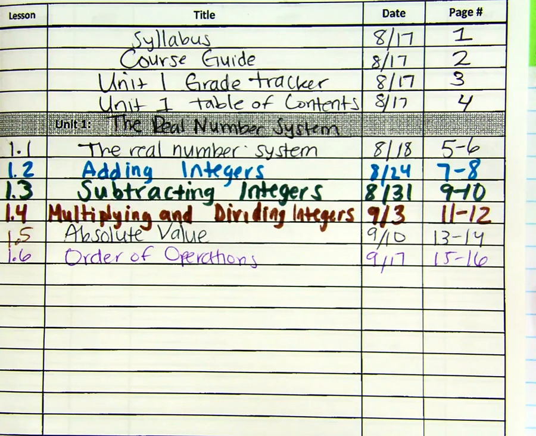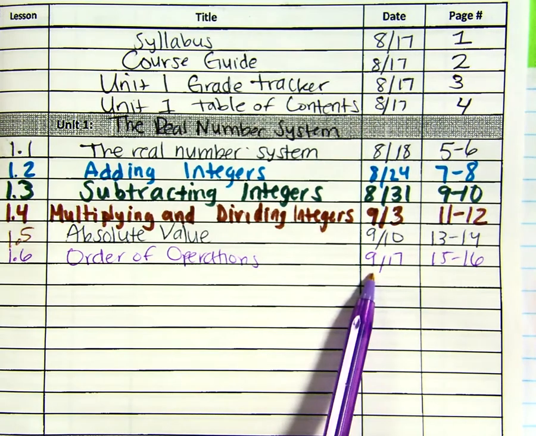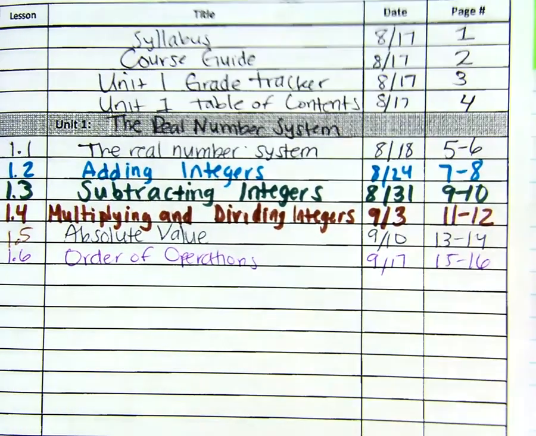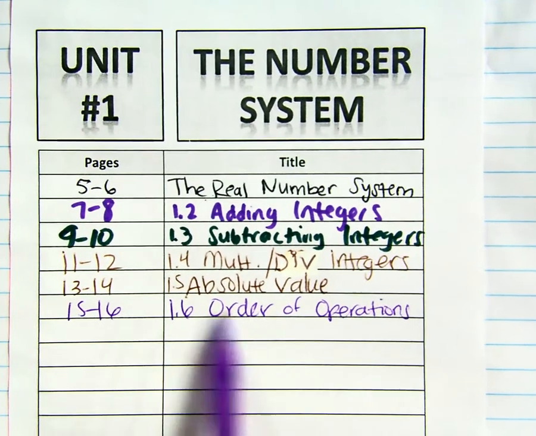So today we're covering order of operations, and we're looking at 1.6. The date for today is September 17th, and we're looking at pages 15 through 16. You want to make sure you write it in your second table of contents. So 15 through 16, order of operations.